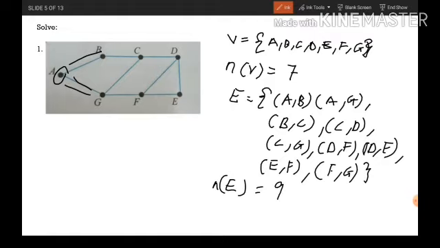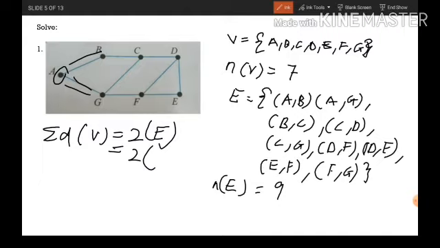Now, how are we going to find the sum of degrees? The sum of degrees is twice the number of edges. The number of edges is 9. So 2 multiplied by 9 is equal to 18. So the sum of degrees for this graph is 18. This is how you solve the problem.